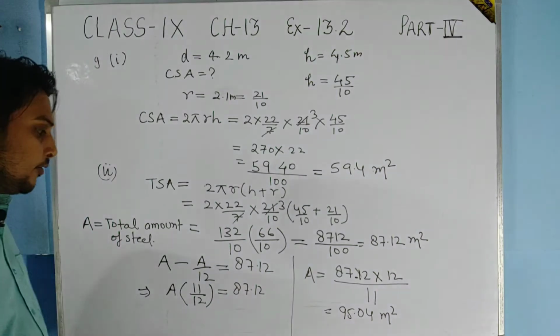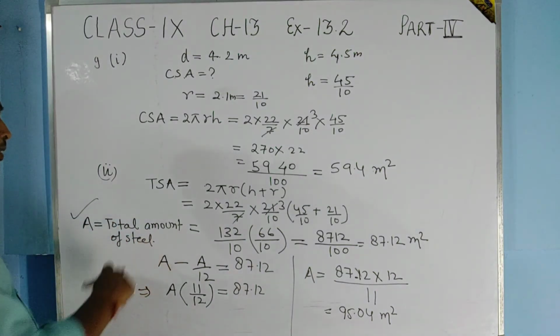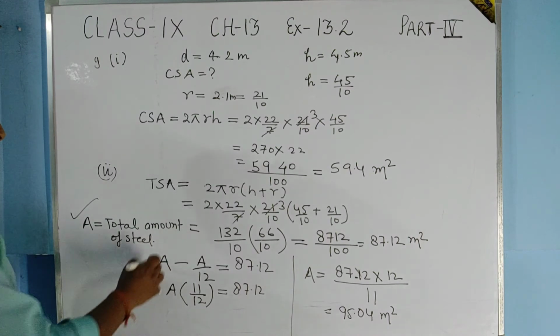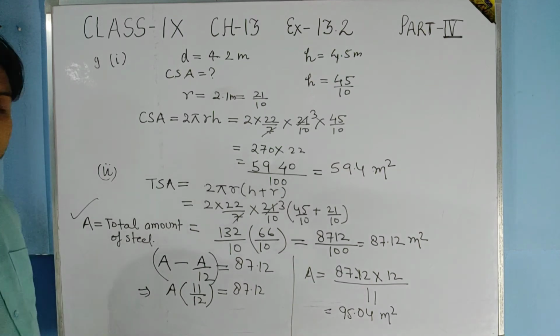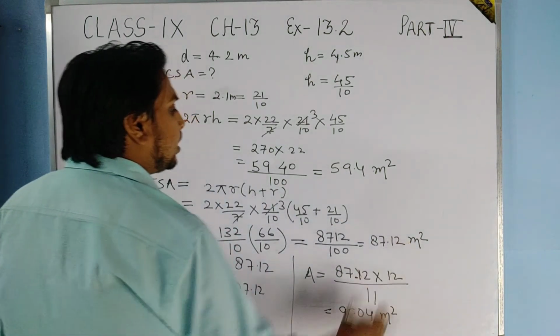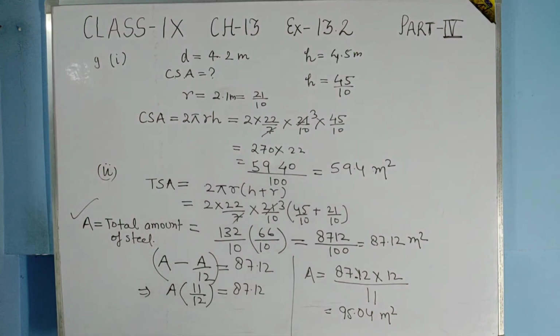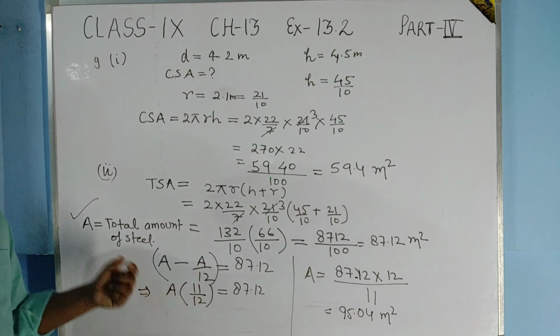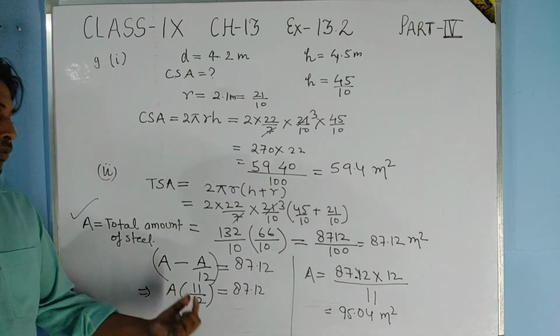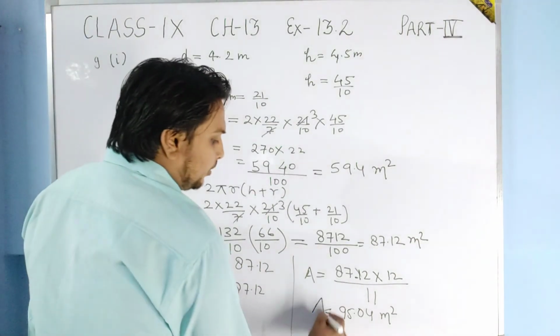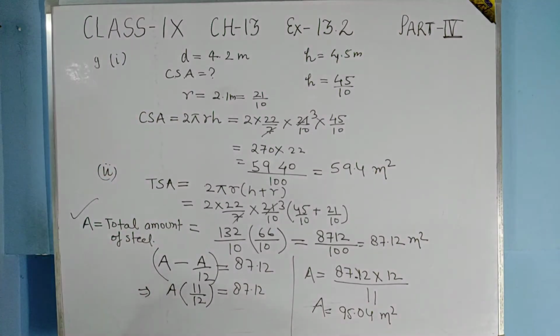The concept that you have to understand here is that A is the total amount of the steel, and in the question it is said that 1 by 12 is wasted. So this is the total surface area, the steel which is used to make the cylindrical tank, but 1 by 12 is wasted. So what was the actual amount of the steel? That is A. So we have to find A, and here we have found that A is 95.04 meter square. So you can pause the video and note it down.